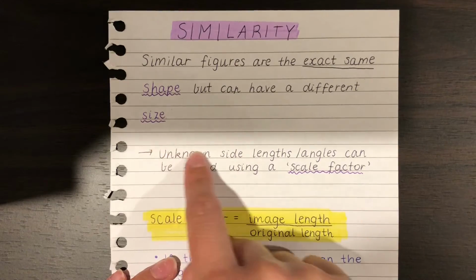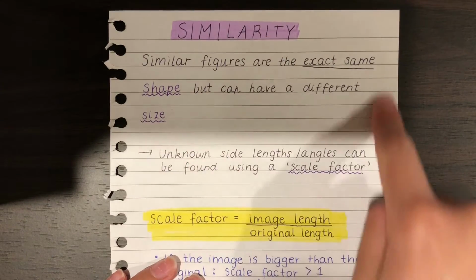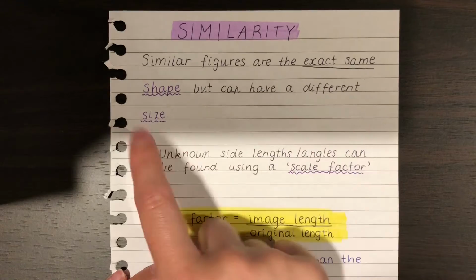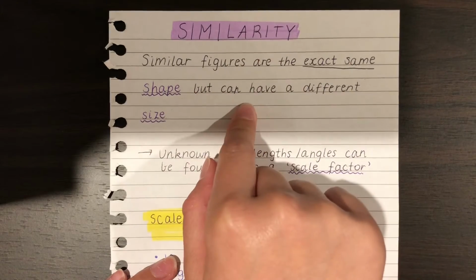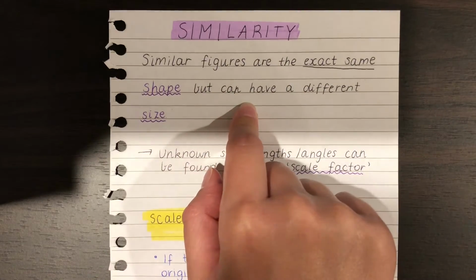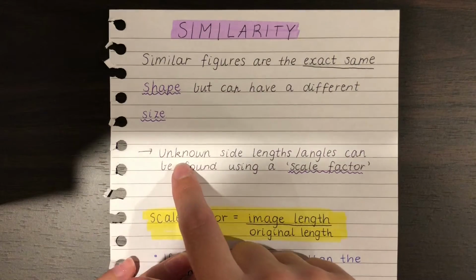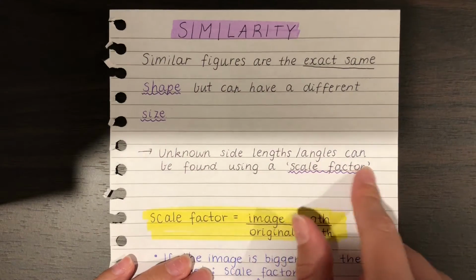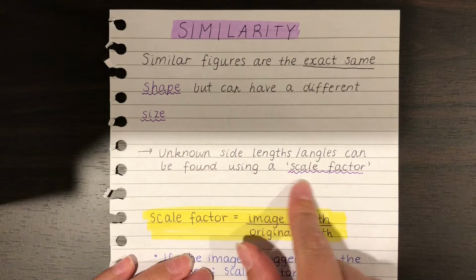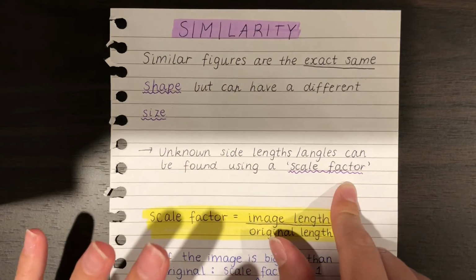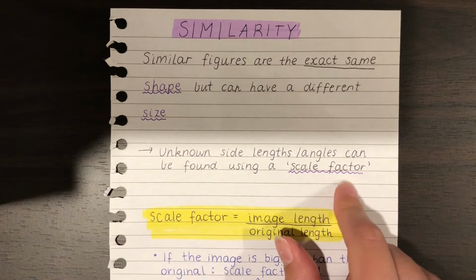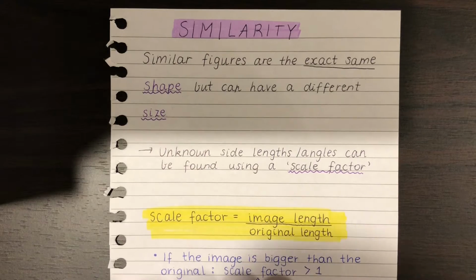So we might have a little rectangle, but then a bigger one as well. Because they're both rectangles, we can say that they are similar figures. Unknown side lengths and angles can be found using a scale factor. All the questions I'll be going through today will show how we actually calculate a scale factor.